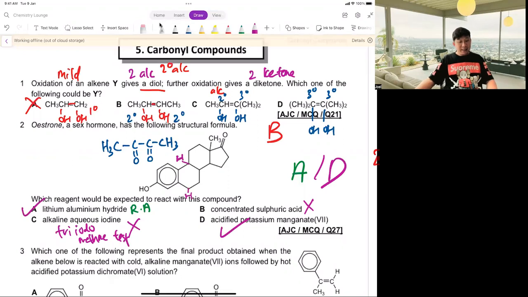Benzylic hydrogen means the carbon connected directly to the benzene ring has at least 1 H. So it can be A or D. Do you know the meaning of benzylic hydrogen? The carbon that's directly attached to the benzene ring must have at least 1 H. Right? So in the end, if this takes place, you know what happens? You form this.